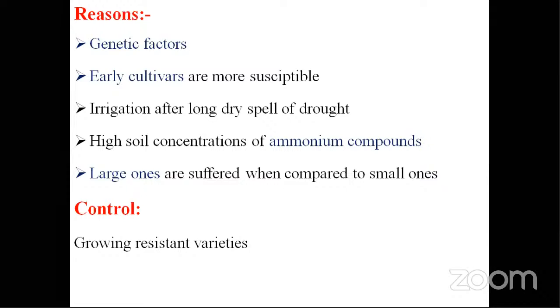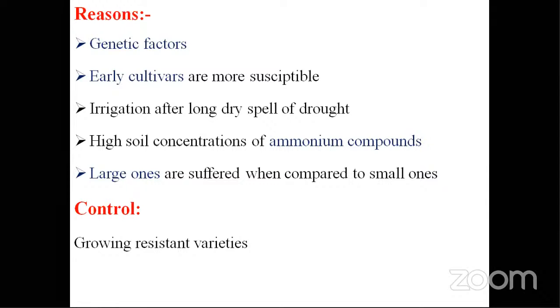Irrigation after a long dry spell will cause cracking. This third point, irrigation after a long spell, actually causes cracking, whereas early cultivars are more susceptible to splitting. Why? Because if you give nutrition or any other required nutrients in the last stage, then it will split. High soil concentration of ammonium compounds and ammonia is very much associated with this physiological character called splitting or cracking, and large ones suffer more when compared to small ones. So large ones have more chances of being split or cracked. So growing resistant varieties, you don't have any option, and maintaining good agronomic practices is a must for any problem that you have.